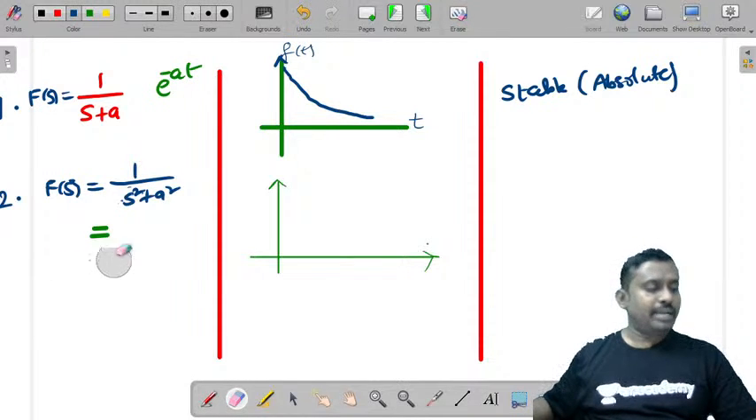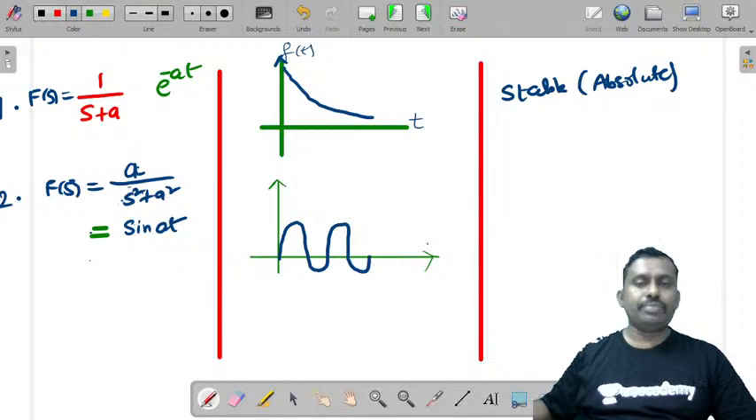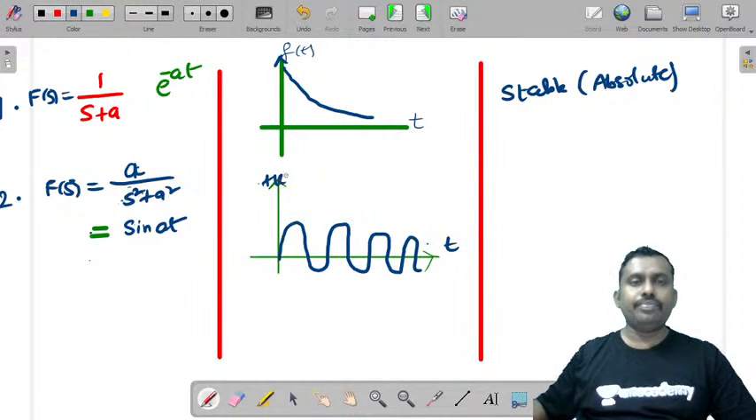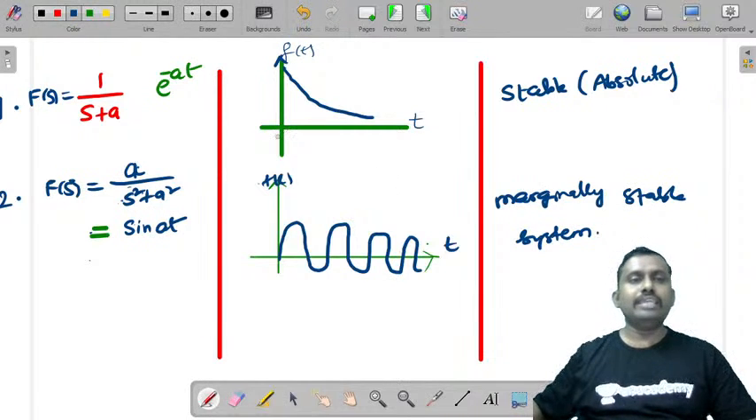So, what is the Laplace inverse of this? The Laplace inverse of this would be sine at. Now, you don't have a here. If it is a by s square plus a square, it is sine at. The output is a sinusoidal function. So, that means it is a marginally stable system. Now, let's write the other one.